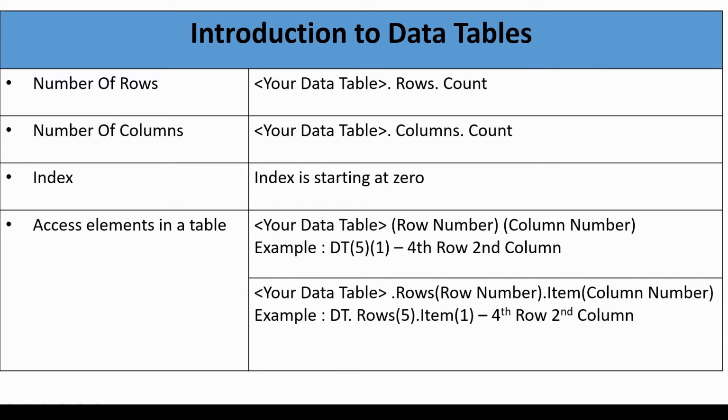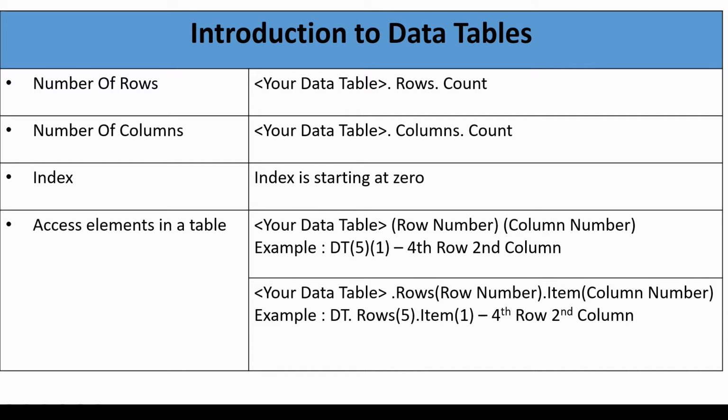When we think about data table, or dataset, the first thing which comes to our mind is dimension. That is the number of rows, and number of columns. To calculate the number of rows in a table, you can specify the name of your data table variable, .Rows.Count. To calculate the number of columns in a table, you can specify the name of your data table variable, .Columns.Count.